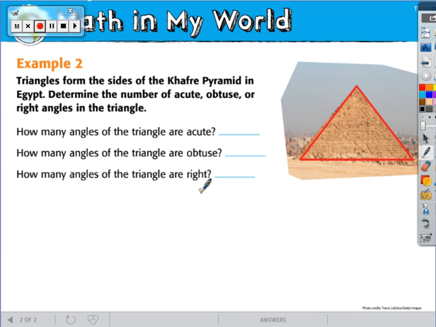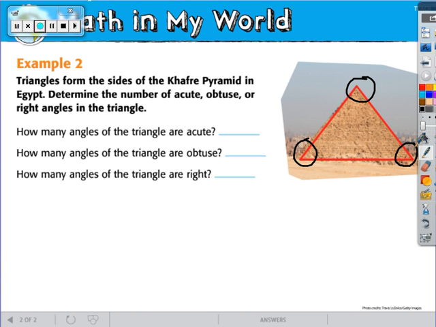All right. Number 2, triangles form the sides of the Khafre pyramid in Egypt. Determine the number of acute, obtuse, or right angles in the triangle. So, what we need to know is whether or not they're larger than 90 degrees. So we're going to look at each angle. They're all the same. Well, I don't know if they're identically the same, but the bottom is pretty close to being the same.